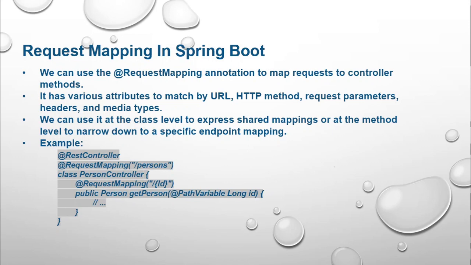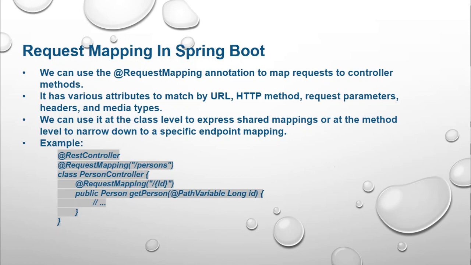Basically, we can use the request mapping annotation to map requests to controller methods. If a method or a class is annotated with a request mapping annotation, Spring will consider this as an endpoint mapping to a service. It has various attributes to match by URL, HTTP methods, request parameters, headers, and media types. So basically, it has several attributes, and we are going to discuss them one by one later in this video.